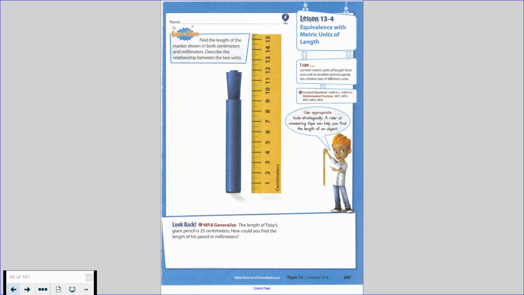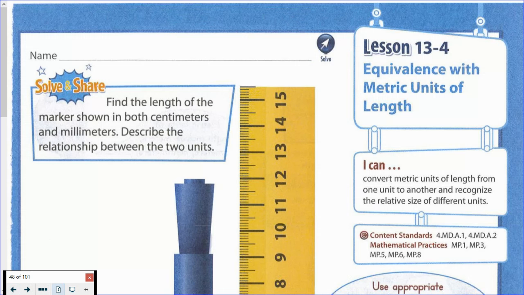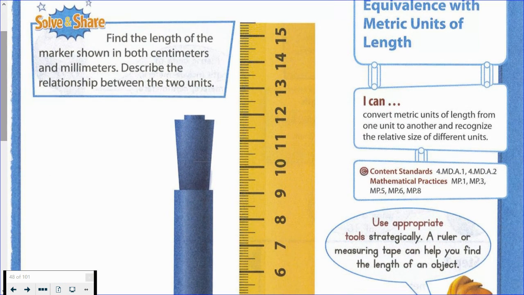Okay, so speaking of math book, let's get to your math book. So find page 697, lesson 13-4. We're going to work with metric units of length. Okay, so here is today's solve and share problem. Find the length of the marker shown in both centimeters and millimeters. Describe the relationship between the two units.